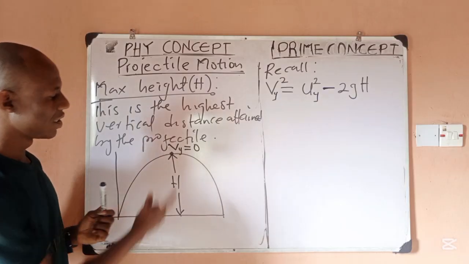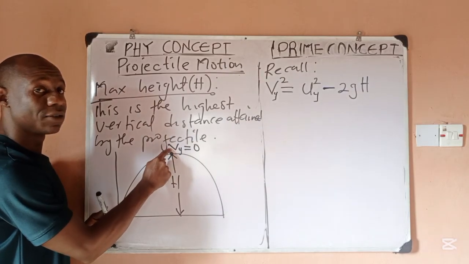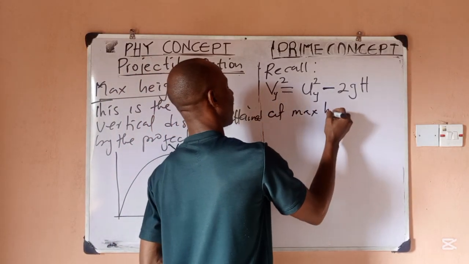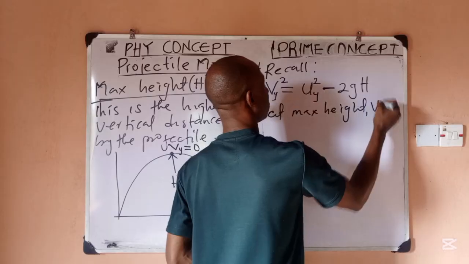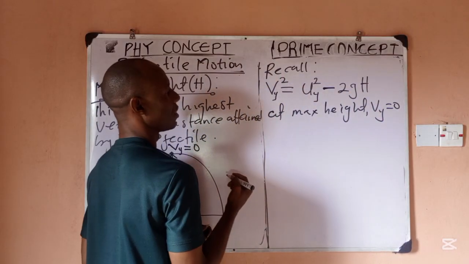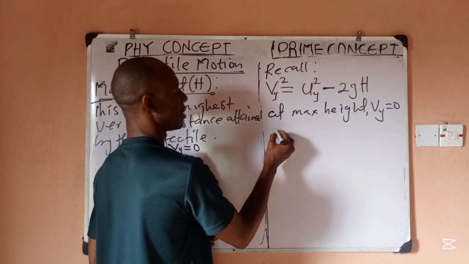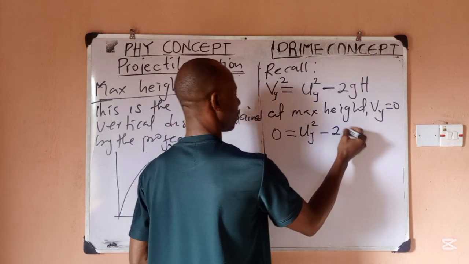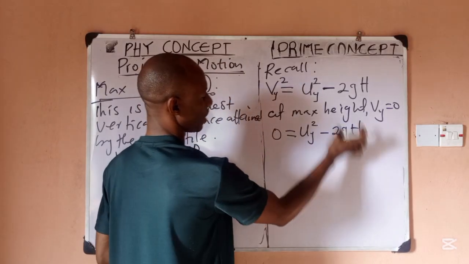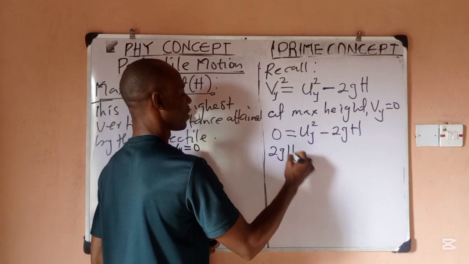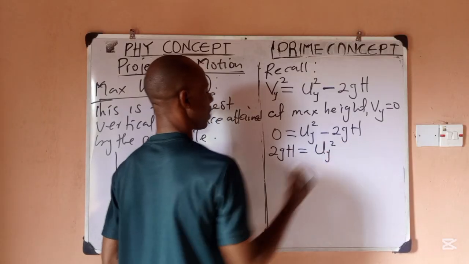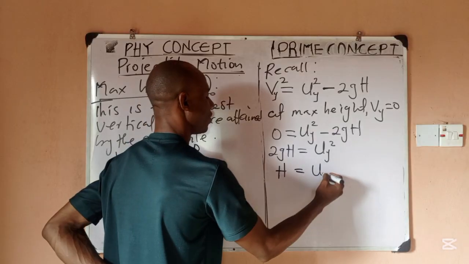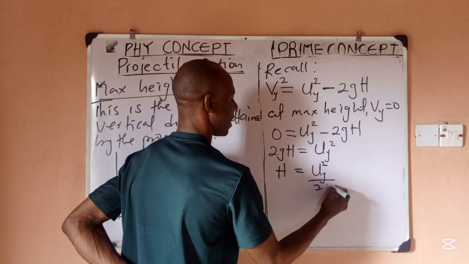Now, we also already noted that at the maximum height, Vy, the vertical component of final velocity, is 0. So I can replace this with 0. I would have 0 equals Uy squared minus 2gh. If I bring this to this side, I would have 2gh equals Uy squared. If I make h the subject, I'll have that h is Uy squared divided by 2g.